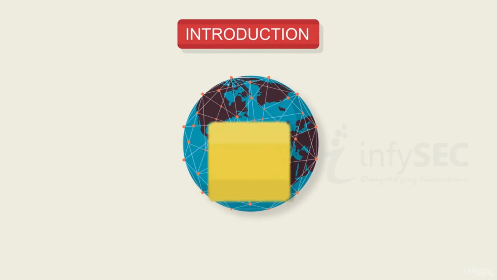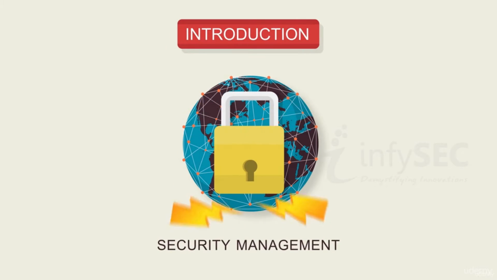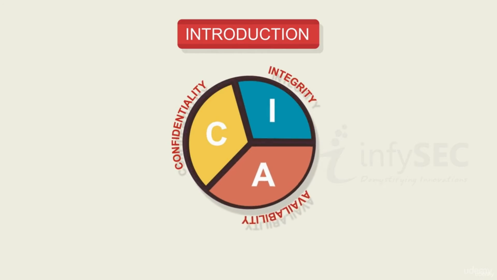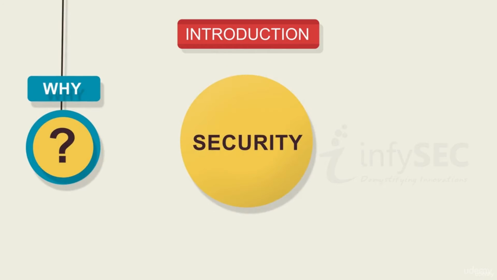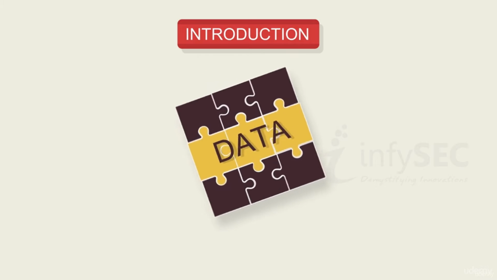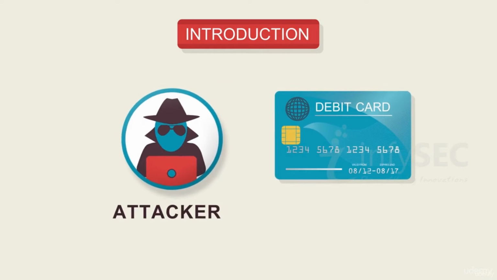Introduction. An information system is taken care of by the security management in such a way that it is in no way breached, thereby ensuring confidentiality, integrity, and availability. Why is security so important in the first place? Each and every piece of data is information, and irrespective of its size and nature, it can pose a threat when in the wrong hands.